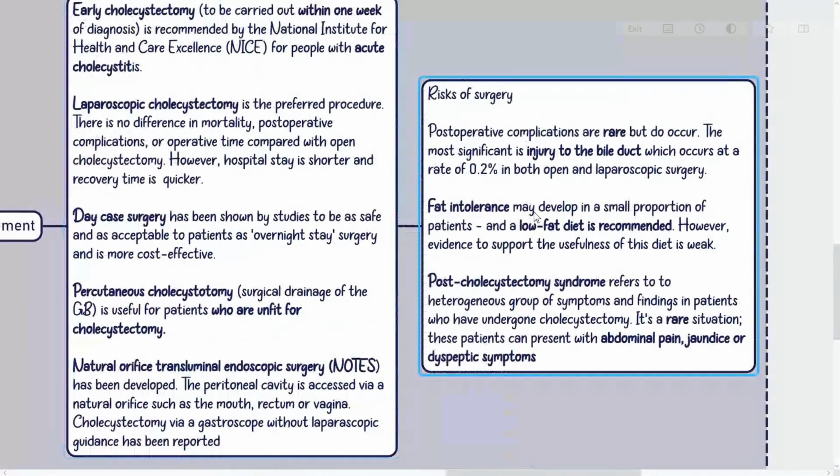Risks of surgery. Postoperative complications are rare but do occur. The most significant is injury to the bile duct, which occurs at a rate of 0.2% in both open and laparoscopic surgery. Fat intolerance may develop in a small proportion of patients, and a low-fat diet is recommended. However, evidence to support the usefulness of this diet is weak. Post-cholecystectomy syndrome refers to a heterogeneous group of symptoms and findings in patients who have undergone cholecystectomy. It's a rare situation. These patients can present with abdominal pain, jaundice, or dyspeptic symptoms.